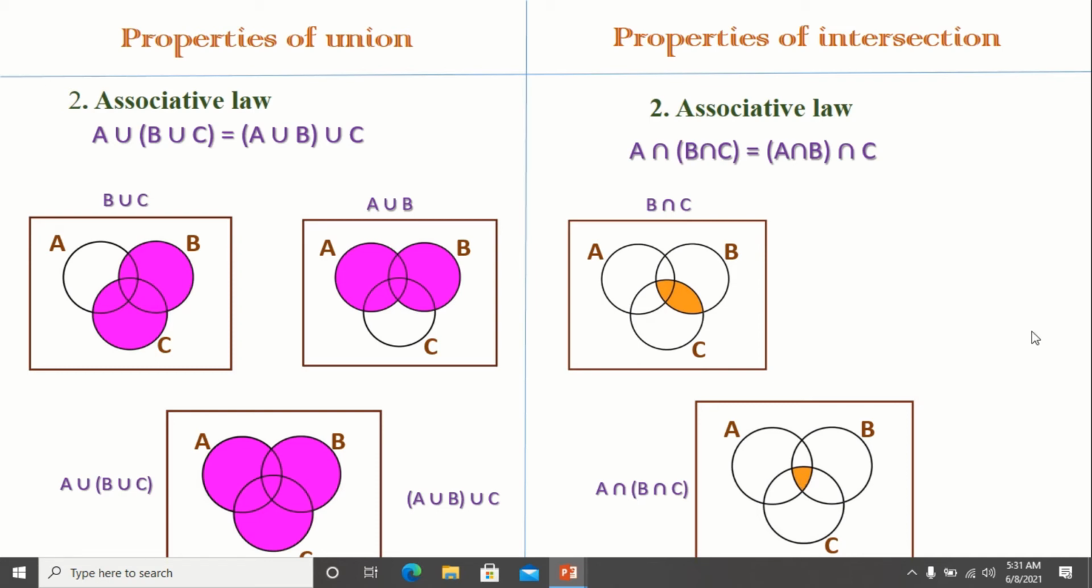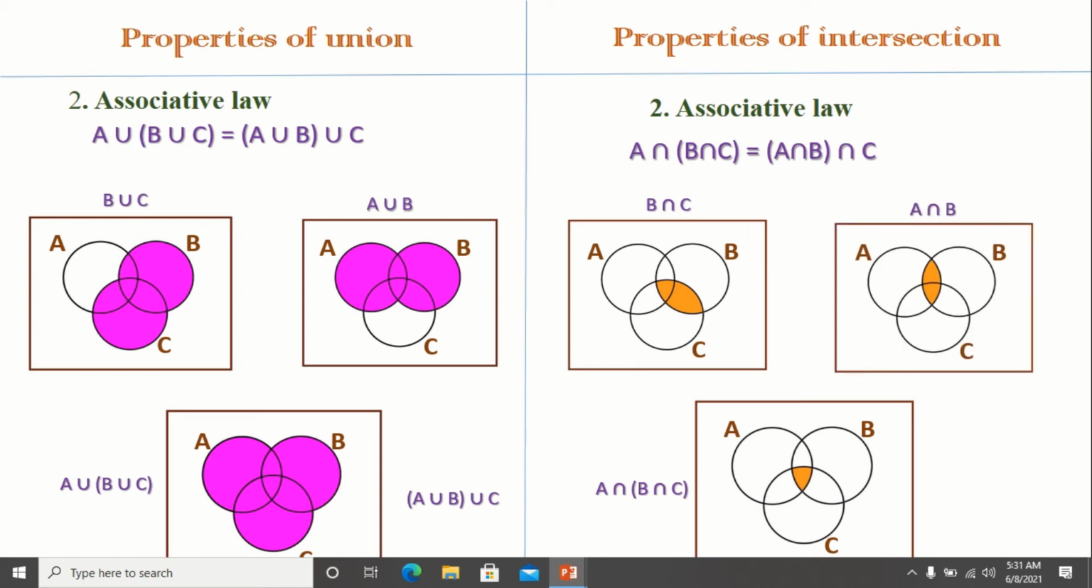Now let's see the Venn diagram of (A intersection B) intersection C. First let's find the Venn diagram for the set A intersection B, which is inside the bracket. This orange region represents A intersection B, which is the region common to both A and B. Now with this we have to take the intersection with the set C, that is, we have to find the region common to both C and this A intersection B.